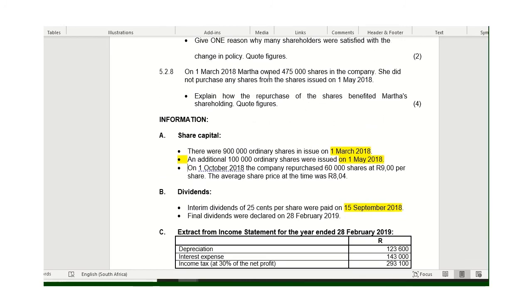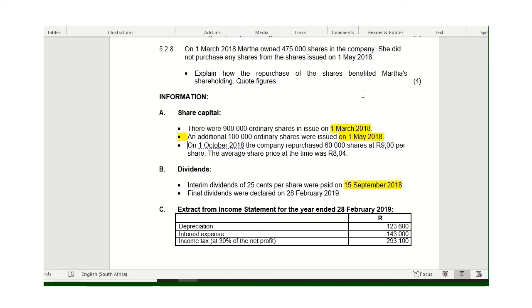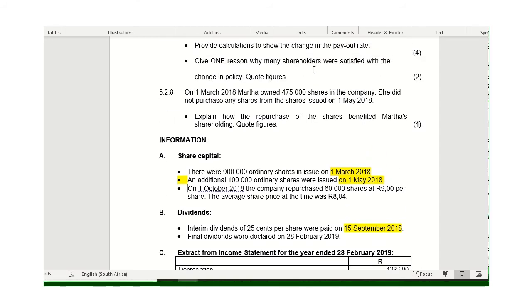Then they tell me on the 1st of March, Martha owned 475,000 shares in the company. She did not purchase any of the shares that were issued on the 1st of May. Explain how the repurchase of shares benefited Martha's shareholding. So let's look at the information.